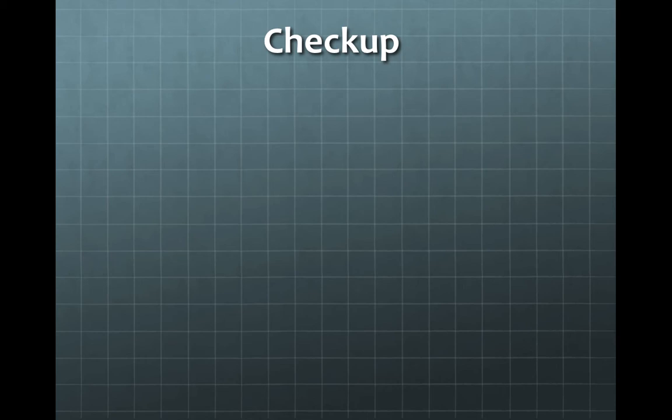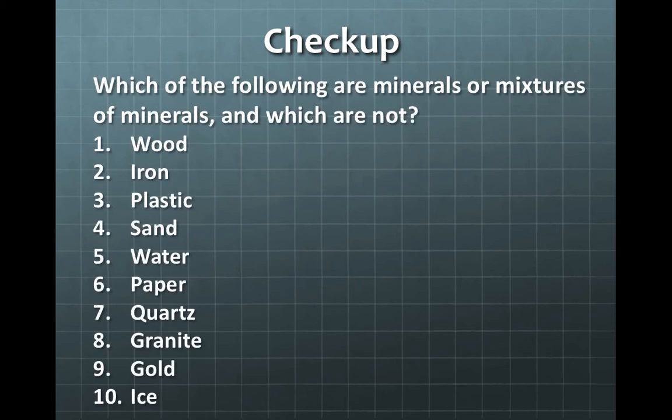Okay, let's do a quick checkup here. And you can see on your notes there that you need to answer this right here. Which of the following are minerals or mixtures of minerals and which are not? So what I want you to do in your notes, next to each item, put a capital M if you think that it's a mineral or mixture of minerals, and then put an X if you think that it's not a mineral or a mixture of minerals. Okay, so go ahead and pause this for a moment. Do that right now.